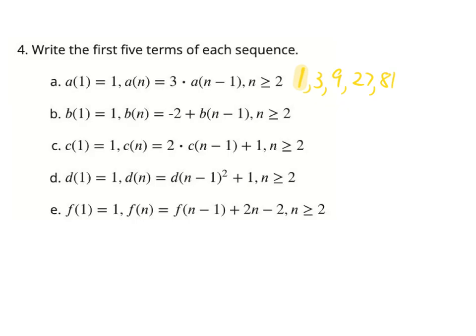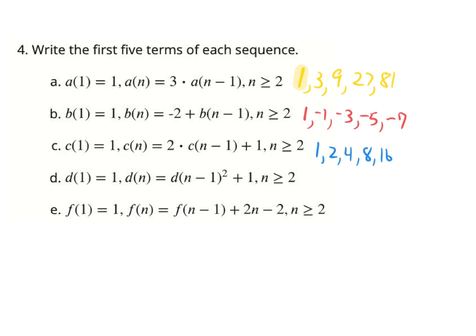B is 1. We subtract 2. We get negative 1, negative 3, negative 5, negative 7. 1, 2, 3, 4, 5 terms. And then the next one is 1 times 2. 1, 2, 4, 8, 16.